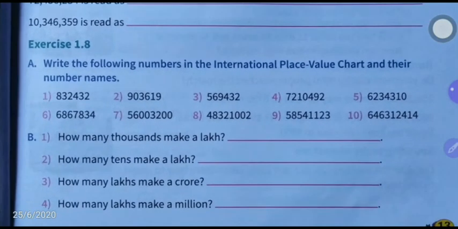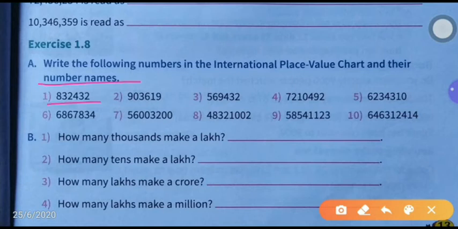In exercise 1.8, what is given is a number: write the following numbers in the international place value chart and give their number names. The chart is like this: ones, tens, hundreds, thousands, 10,000s, 100,000s, millions, 10 millions, 100 millions. That is the international place value chart. In that chart you have to put the number in every place.